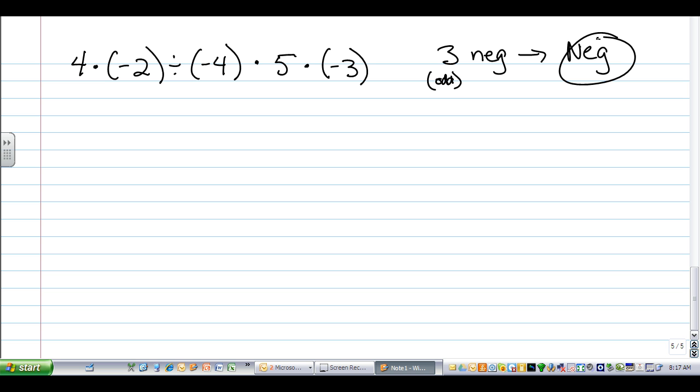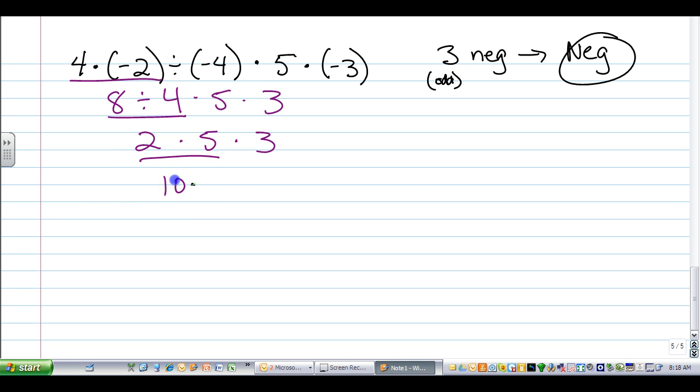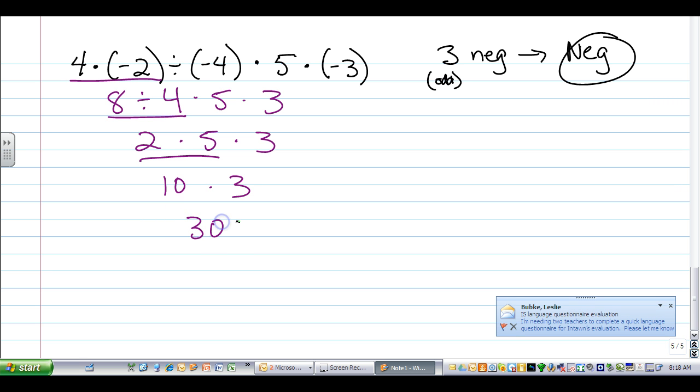Now, I don't have to worry about any of the signs. I can just do my PEMDAS. So I'll start here. 4 times 2 is 8, and divided by, I'm not even going to put any of these signs because I know the answer is going to be negative. Now I go 8 divided by 4 is 2. Bring back all the other stuff. 2 times 5 is 10. And then 10 times 3 is 30.